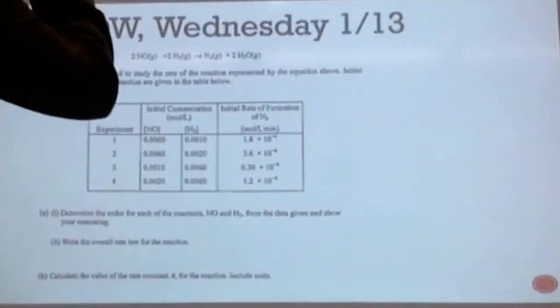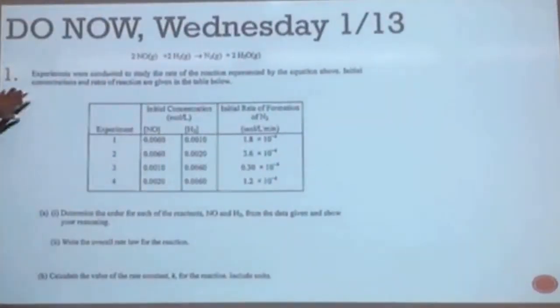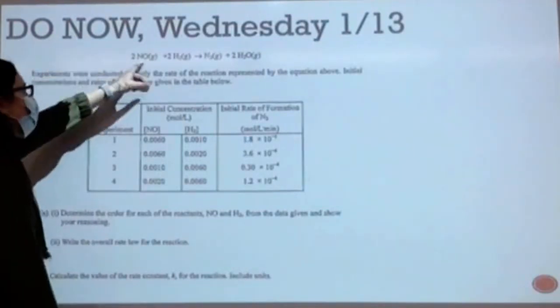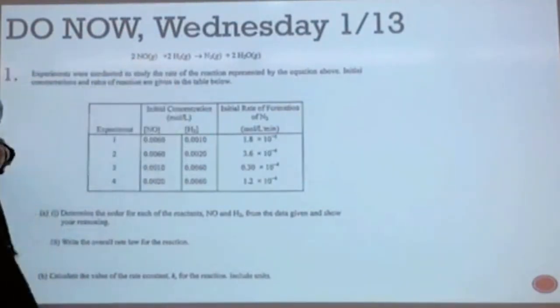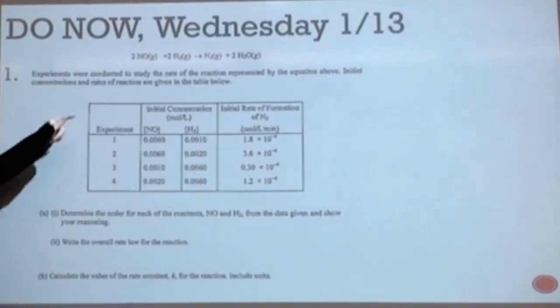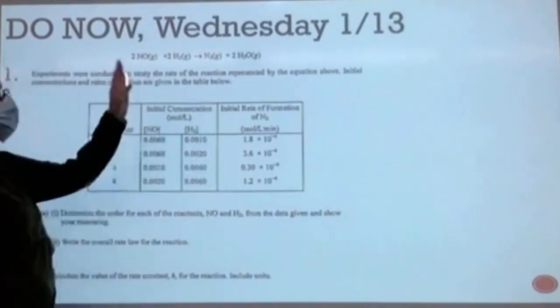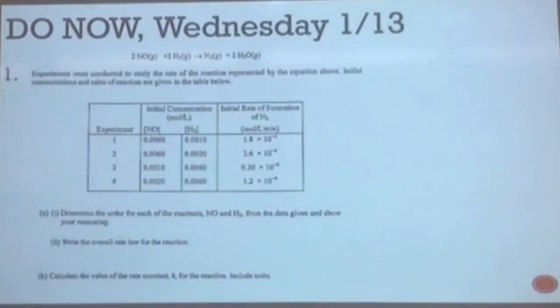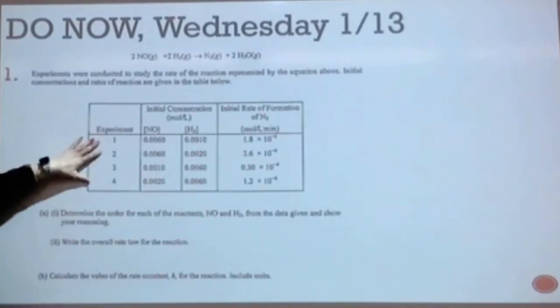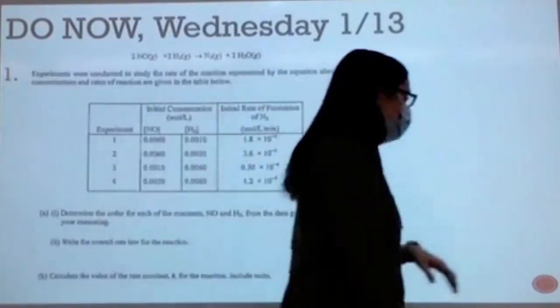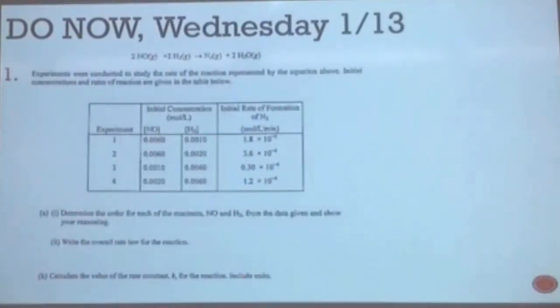For this question, again, this is an old free response question. So they give us a balanced equation up here. We can see that NO and H2 are the reactants. It says experiments were conducted to study the rate of reaction. So it's just one step. Since it's just one step, we can't use the coefficients to write the rate law. So instead they give us data. So initial concentrations and rates are given in the table.